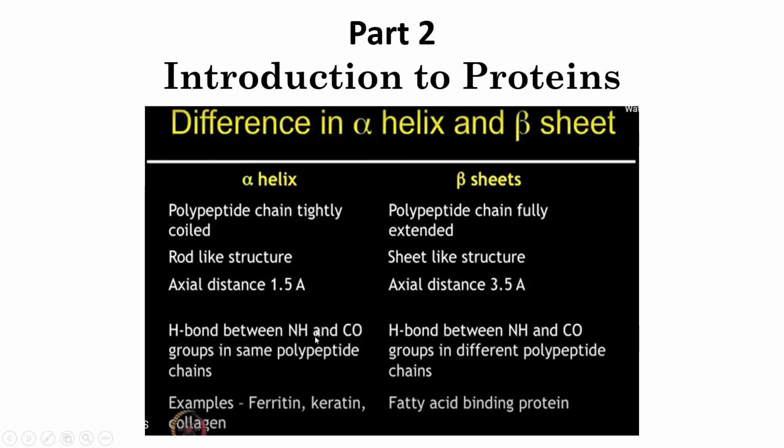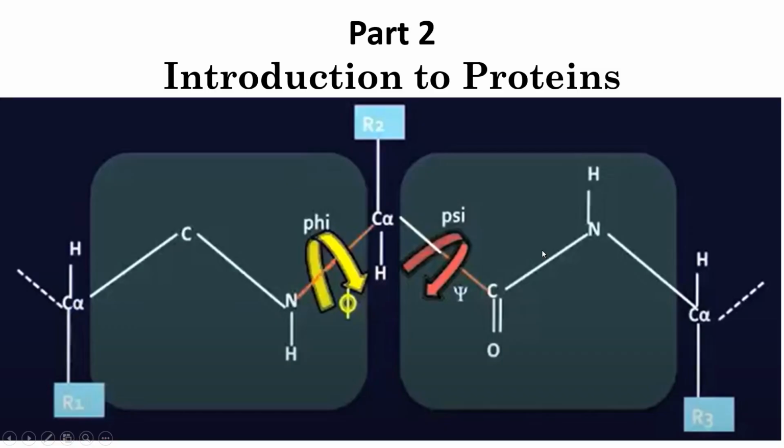Then there is an H bond between the amino terminal and carboxyl group in the same polypeptide chain, as we just observed. Whereas in this case, there is an H bond between the amino and carboxyl groups in different polypeptide chains. These are certain examples which have alpha helical structures. Then these are certain examples of proteins which have beta sheets. What is a phi and psi angle? The phi angle is between the amino group and the C alpha carbon, whereas the psi angle is between the C alpha carbon and the carboxyl group.